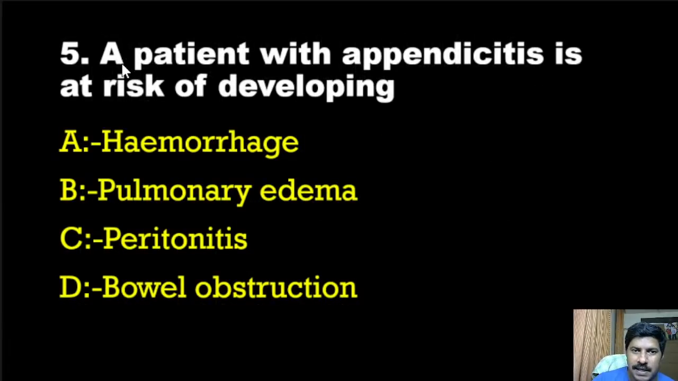Fifth question: a patient with appendicitis is at risk of developing: hemorrhage, pulmonary edema, peritonitis, bowel obstruction.